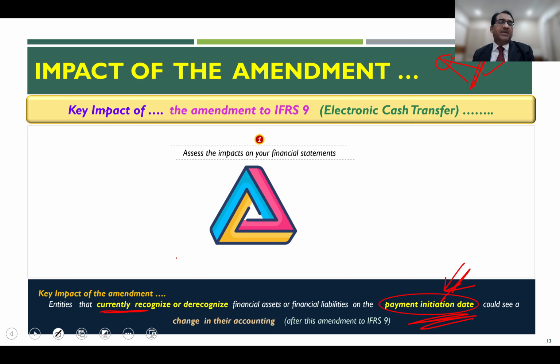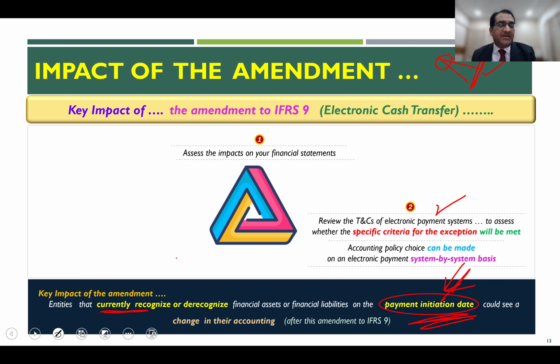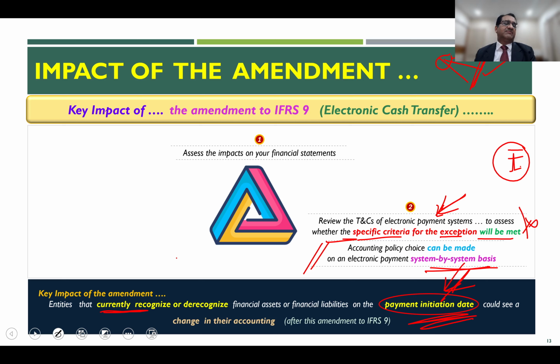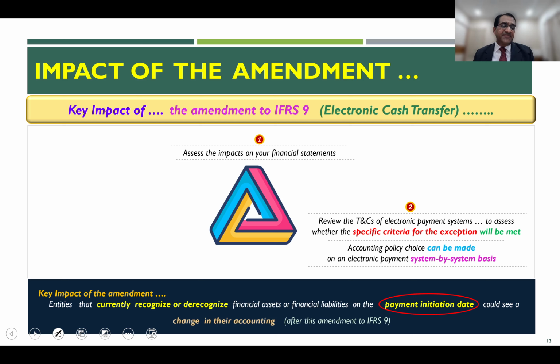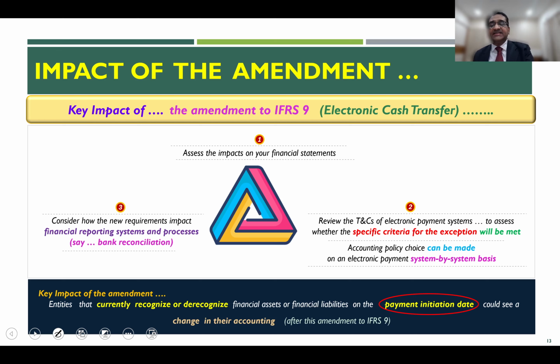That's where the significance of this amendment lies, that every entity needs to assess the impact of this amendment on their own financial statements. Then they need to review the terms and conditions of the electronic payment system using which the payment is being made by the entity, to assess the specific criteria for the exception. Are those 3 criteria met, considering these terms and conditions? Are they being met or not? If not met, you will not be able to do accounting on the payment initiation date. Also, accounting policy choice can be made on a system by system basis, and therefore the entity also needs to determine which particular accounting policy it wants to follow for each system. That is another piece which the entity, on a go forward basis, once these amendments are effective, needs to decide. And obviously, this is the most critical impact.